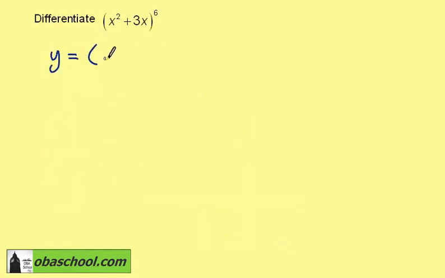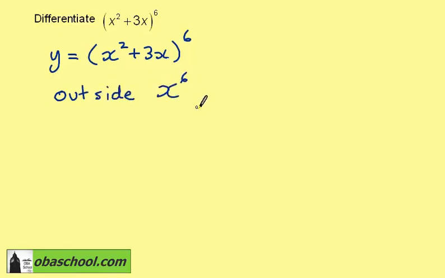Looking at this by the alternative approach, (x squared plus 3x) to the power 6, we can identify the outside function as being x to the 6, and the inside function as being the x squared plus 3x.